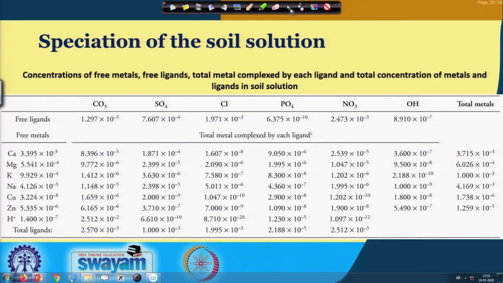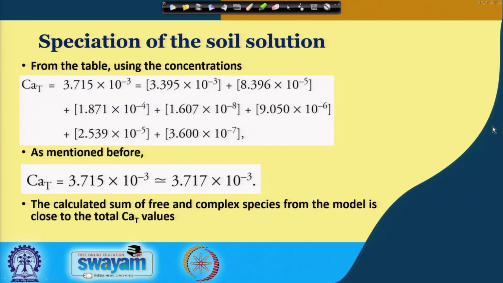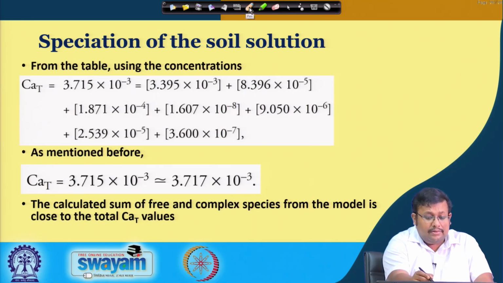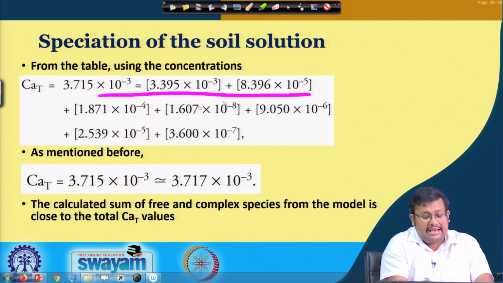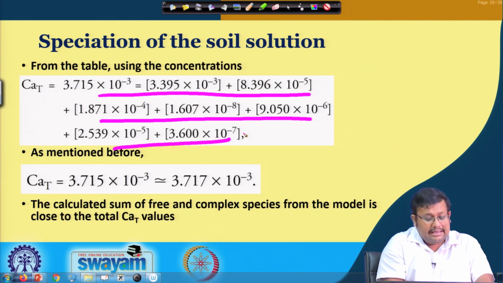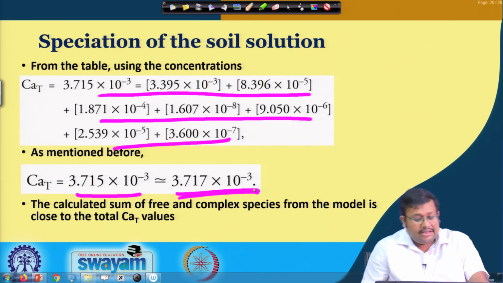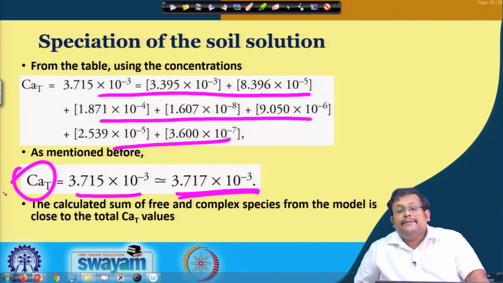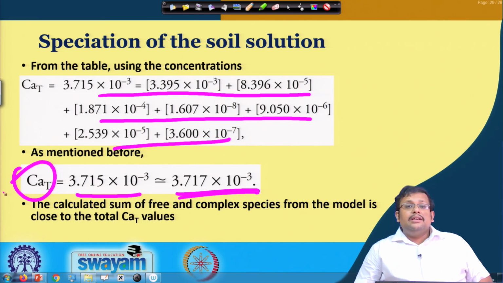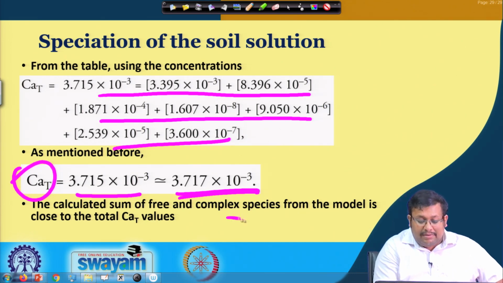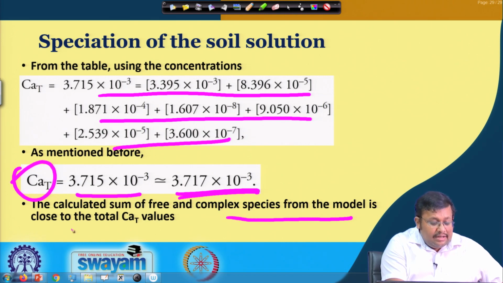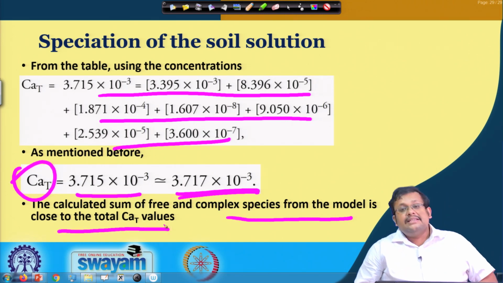So, inputting these values, we can see the calculation comes to around 3.715 × 10^-3, which is almost equal to 3.717 × 10^-3, which is the value of CAT. So, this is how we calculate the sum of free ions and complex species from the model, and then we can see that it is close to the CAT values.